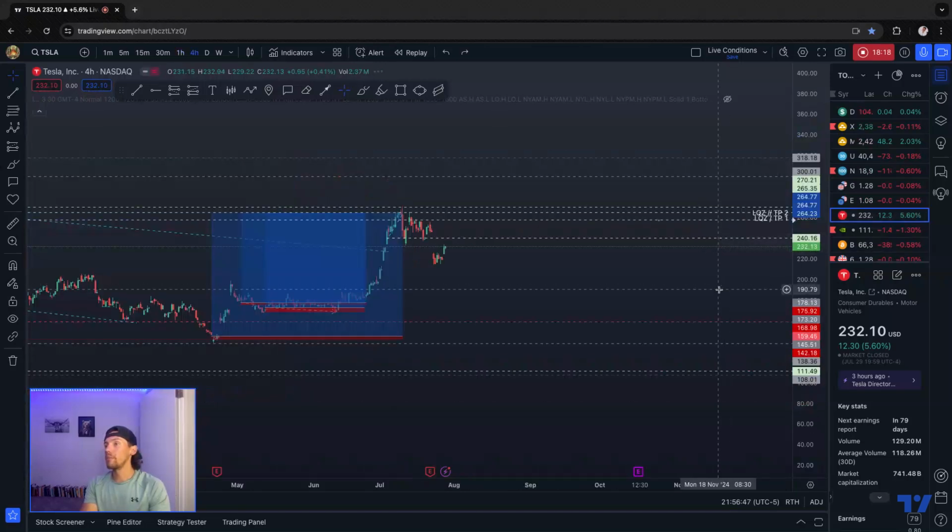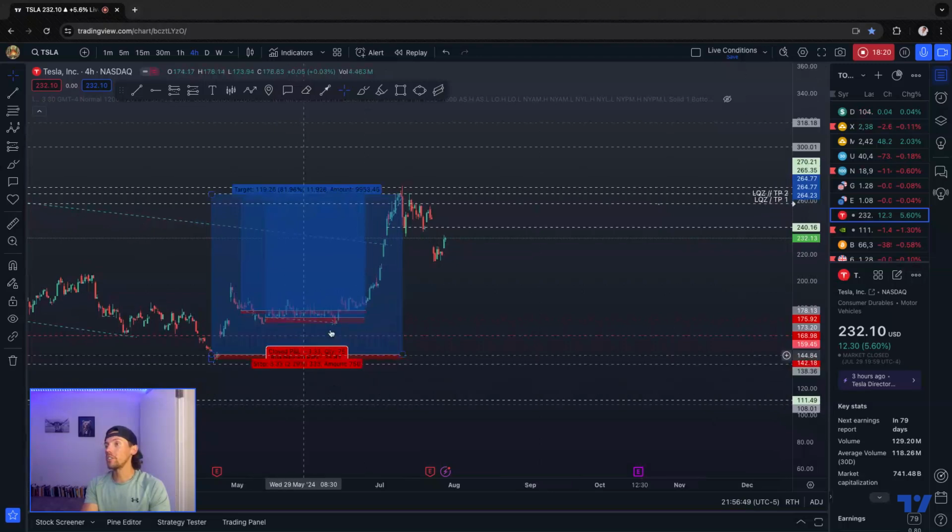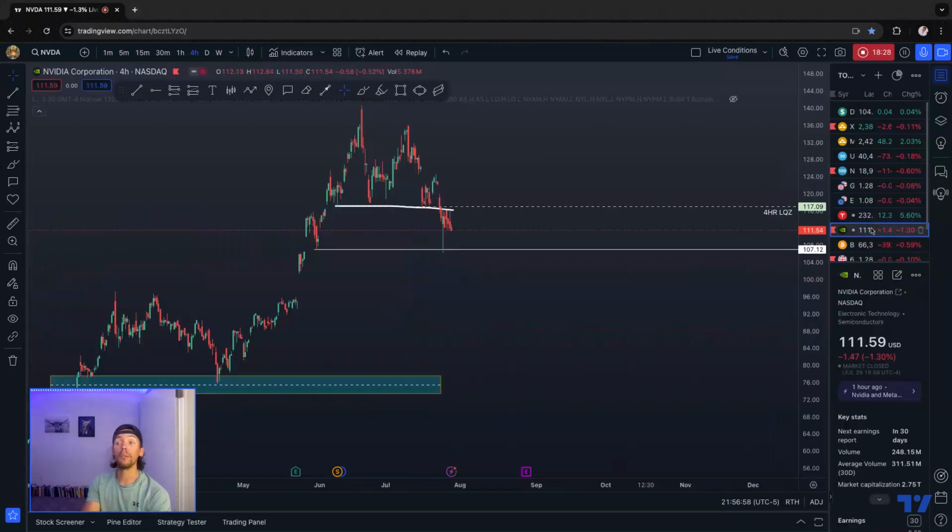I've already done my bidding off of Tesla this year. Like I said, I'm not sure if you saw any of the other recordings, but this is almost 3,000 points just off of Tesla in like 3 months. Crazy. NVIDIA, of course, it rejected this area that we talked about and is now kind of trickling lower.